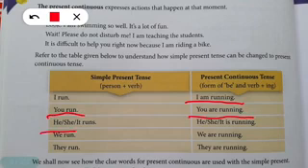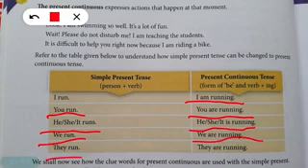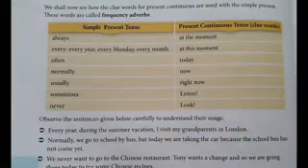He or she or it runs. He or she or it is running. We run. We are running. They run. They are running. Now look at the next one.